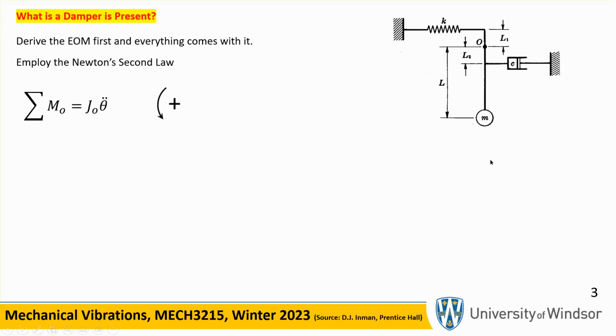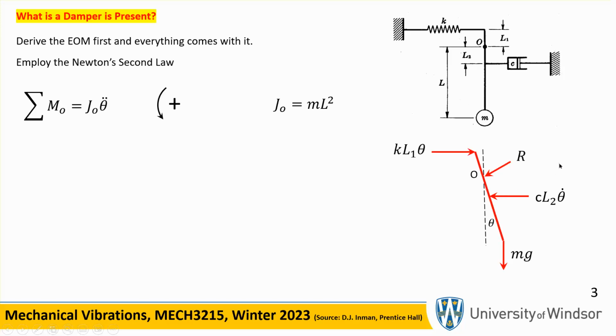So what we're going to do is write down the sum of all the moments about the pivot point equal to the mass moment of inertia about the pivot point times angular acceleration. Now, keep in mind that this bar is massless. The mass moment of inertia only comes because this mass m is rotating about that point O. And that's why it's equal to just m, the mass, times L squared, okay?